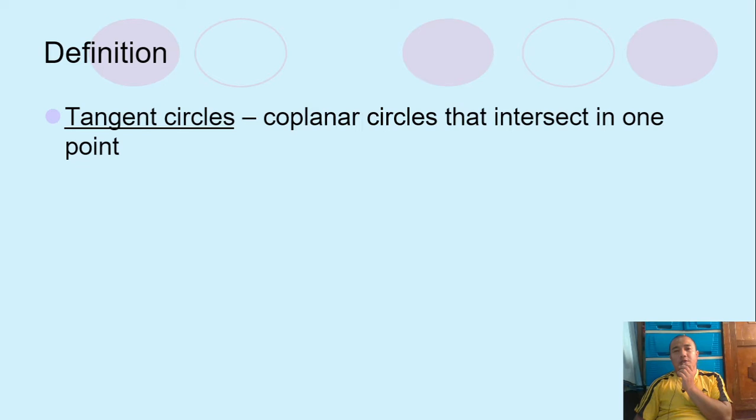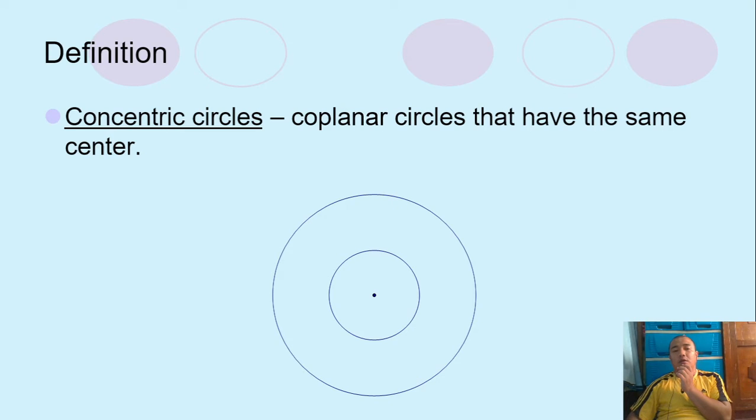Another definition, tangent circles are coplanar circles that intersect in 1 point. And we have here 2 circles that intersect at 1 point only. So they are what we call tangent circles. How about concentric circles? These are coplanar circles that have the same center. So this can be comparable to a dart target. They do not have the same sizes, but they have the same center. So they're what we call concentric circles.